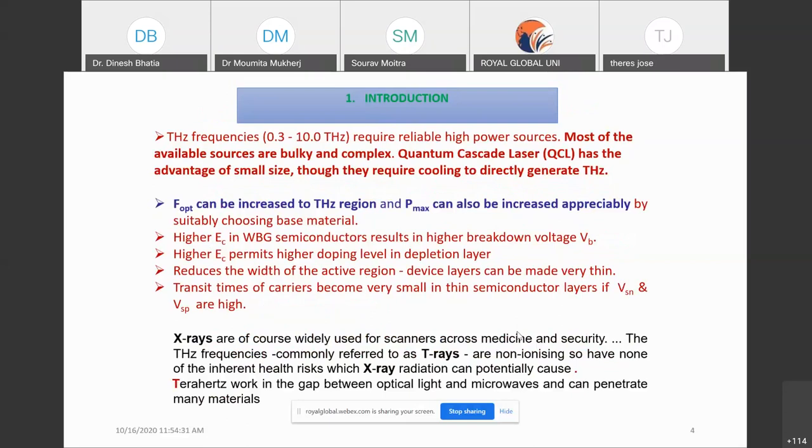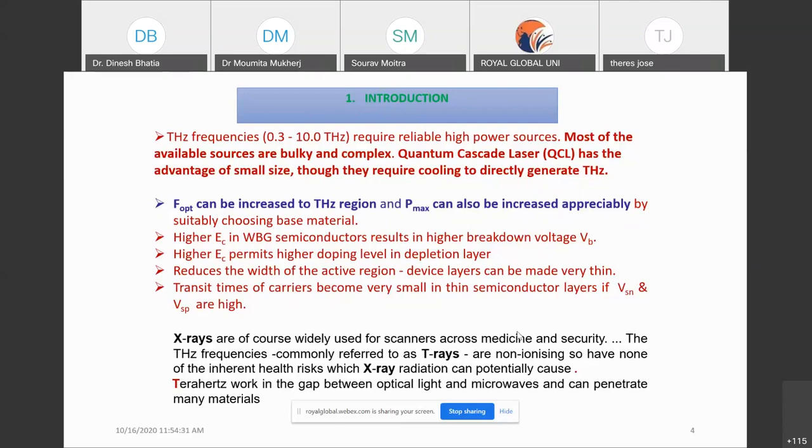Why? Because of the non-availability of room temperature, small size terahertz sources. Most of the terahertz sources available in the market are bulky and complex. And though we know about the quantum cascade laser nowadays, which has the advantage of small size, it requires a cooling arrangement because it cannot be operated at room temperature. And that is a severe limitation of its application for the biomedical sector.